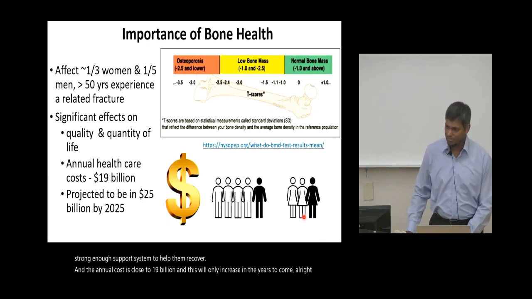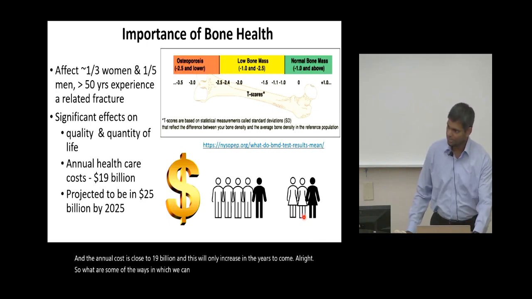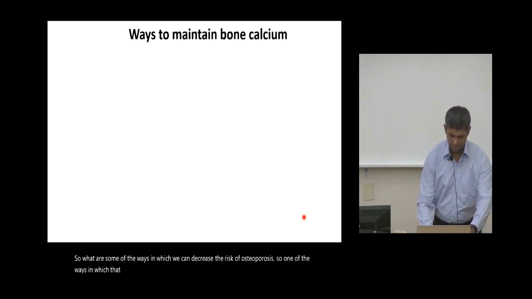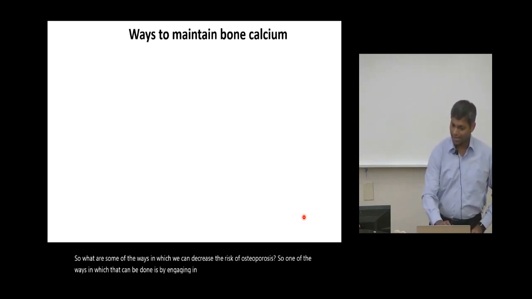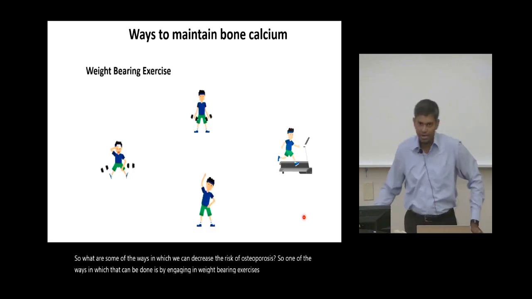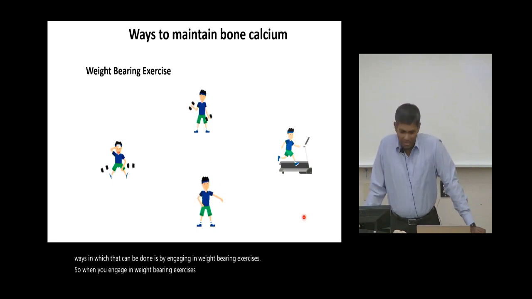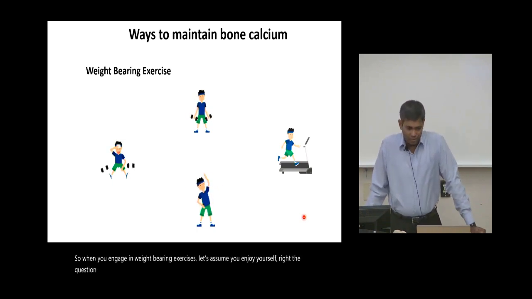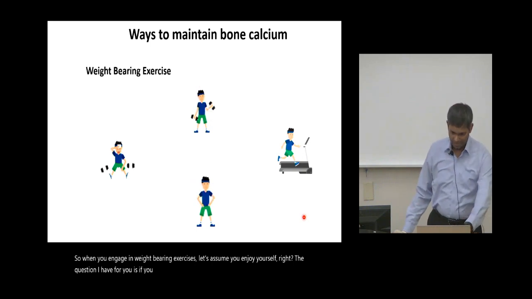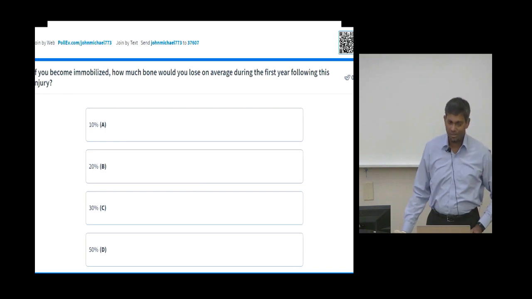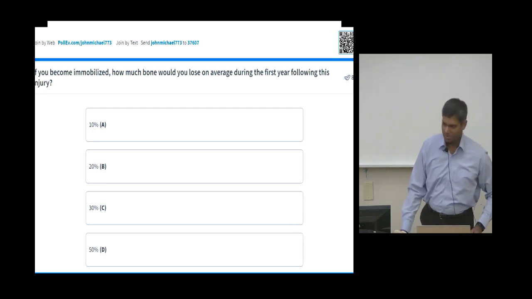So what are some of the ways in which we can decrease the risk of osteoporosis? One of the ways is by engaging in weight-bearing exercises. When you engage in weight-bearing exercises, let's assume you enjoy yourself. The question I have for you is, if you get immobilized, how much bone density would you lose on average within the first year of being immobilized? Do you think it's 10%, 20%, 30%, or 50%?